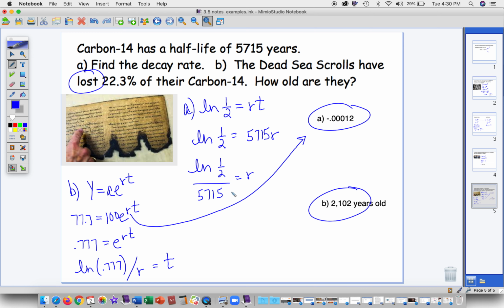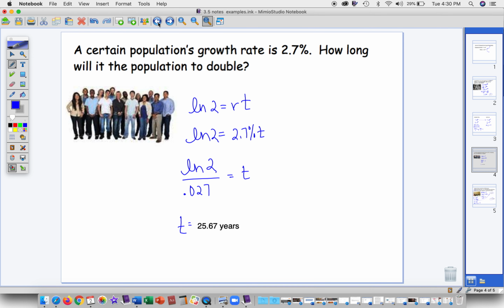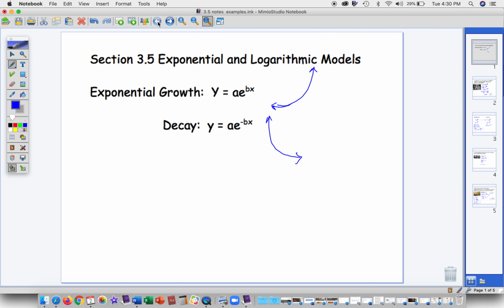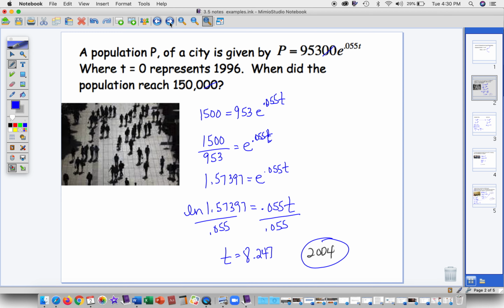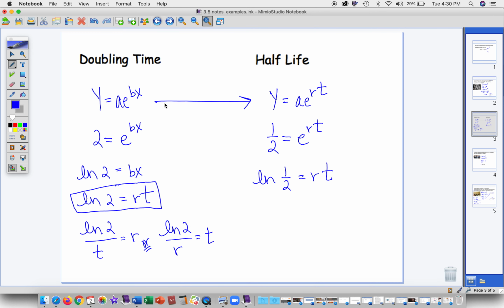Okay, so just to recap here, remember this is the formula you'll be using most of the time. For doubling time, try to remember this formula, and for half-life, okay, if it's doubling time, it's natural log of 2. If it's half-life, it's natural log of 1/2. And then again, depending on which part you know, you divide by that part and solve for the other.